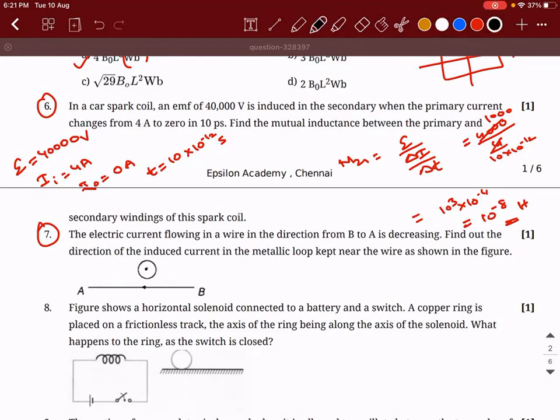When it is into the plane, they told current here is decreasing. When current is decreasing, magnetic field will decrease. So when magnetic field is decreasing, flux will decrease. So when flux is decreasing, what pole will get generated? Opposite pole, no? So since here it is into the plane, this acts like south pole. So what will be the opposite pole here? North pole. So what will be the answer? The current will be in the anti-clockwise direction.